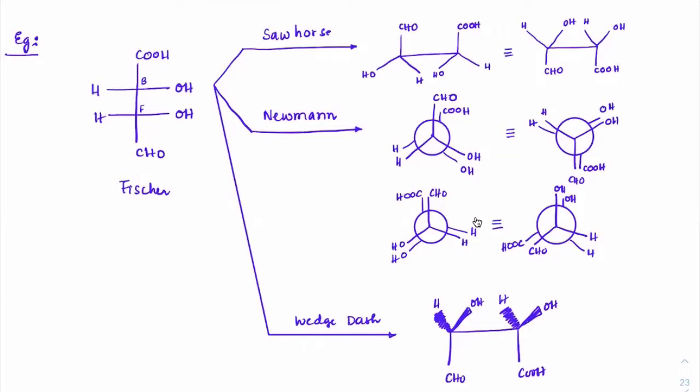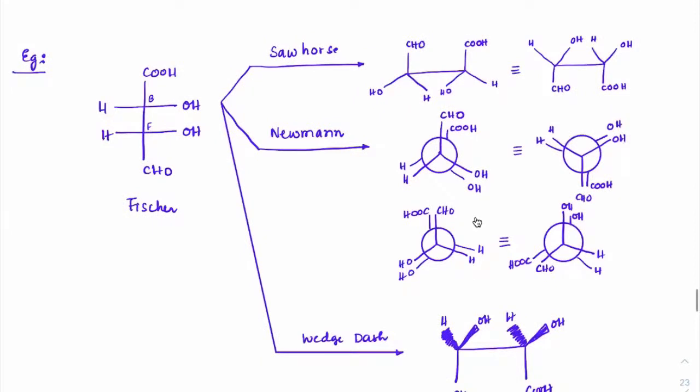What if I give you staggered? I want a Fischer projection out of it. Is this clear, everybody? We'll go to the next example. Next example, what I'm doing, I'm giving you a staggered form. I want you to convert it into a Fischer projection.